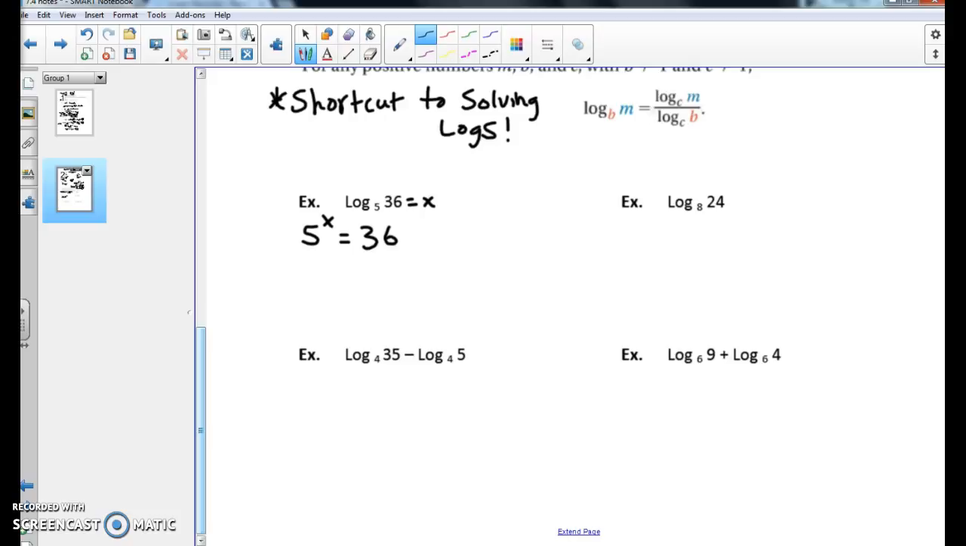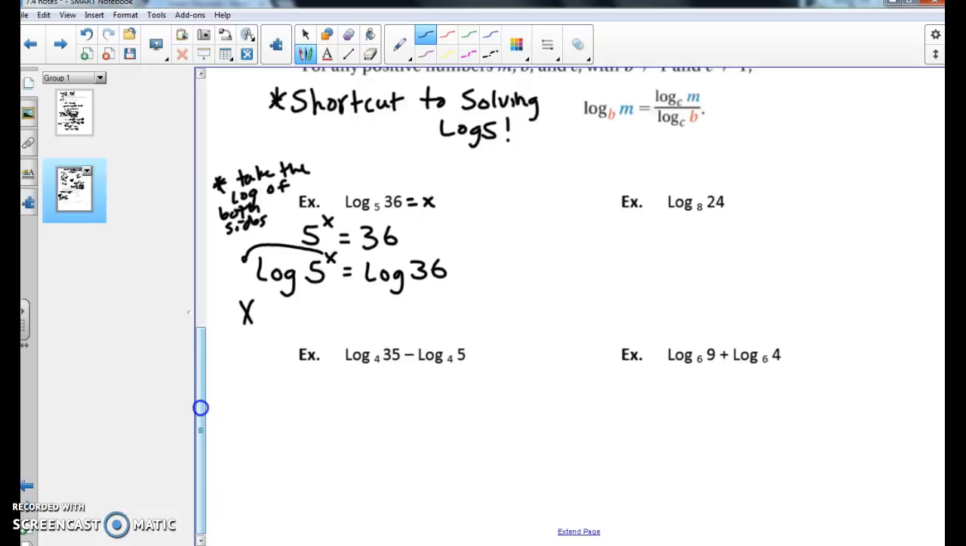One thing you can do is take the log of both sides. Log 5 to the x equals log 36. So notice what we did here: take the log of both sides. And what that does for us, if you catch this, look at the left side. We have log 5 to the x. Think back to my power properties from above. What can I do with that exponent now? I can take that x and move it down in front. x times log 5 equals log 36.